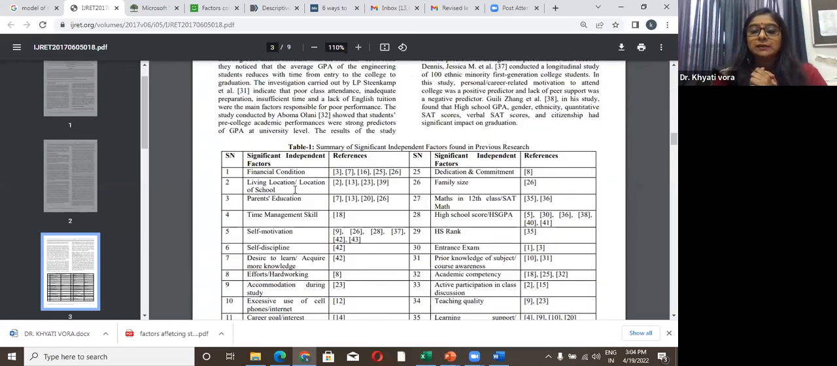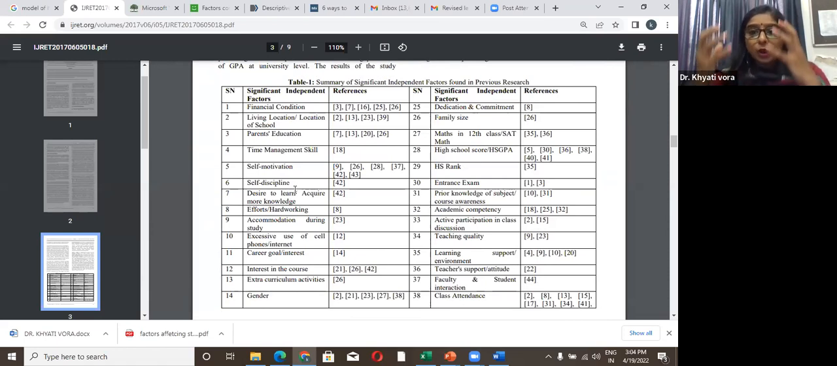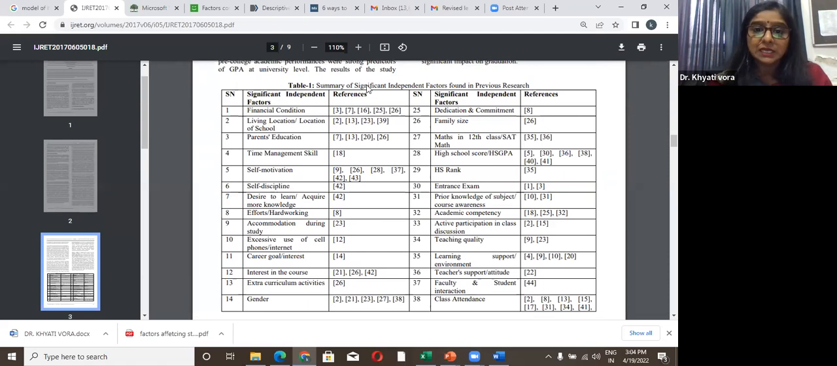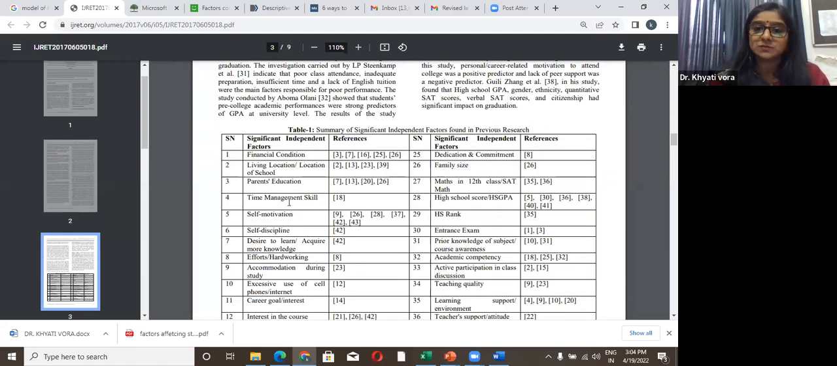Now what he or she has done is gather all the reviews on this paper and try to understand what every researcher is trying to say. So financial condition is one of the factors influencing academic performance, along with living locations, parents' education, time management skill. So these are the family of academic performance. All these factors are influencing. And some of the factors have been supported by more authors. See, 1, 2, 3, 4, 5 authors are saying that yes, financial condition has an influence on the academic performance of the students.